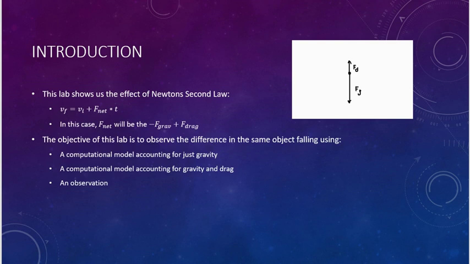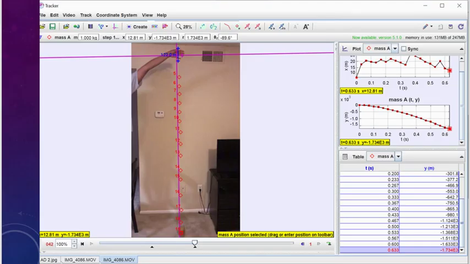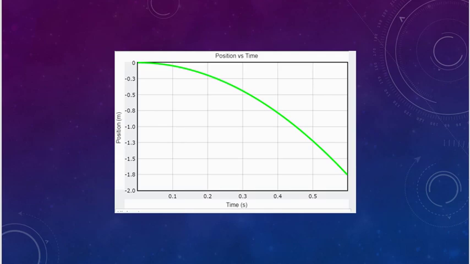The objective of this lab is to observe the difference in the same object falling using a computational model accounting for just gravity, a model accounting for both gravity and drag, and then our observation. To start out with, for my observation, I dropped an empty soda can from a height, and this is the data that I got from Tracker. As you can see right here, this is my change in position. And that was also modeled using GlowScript code. So this is my change in position over time graph, and as you can see, it's exponential, pointed downwards.